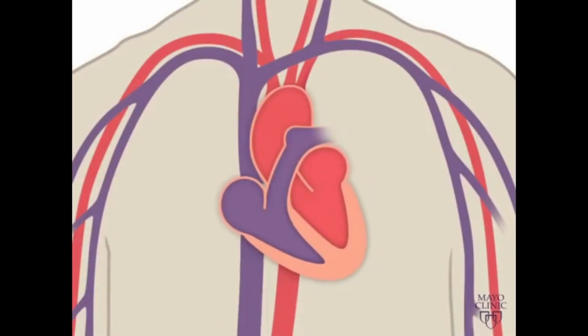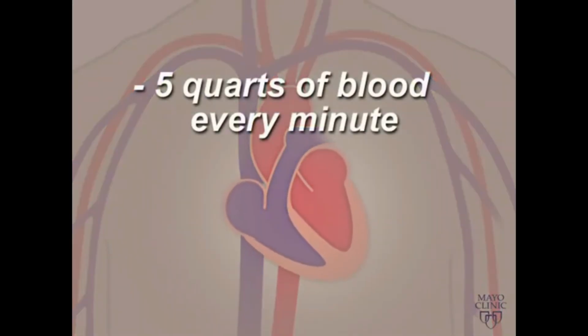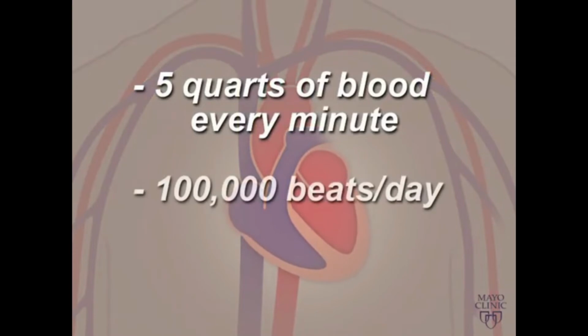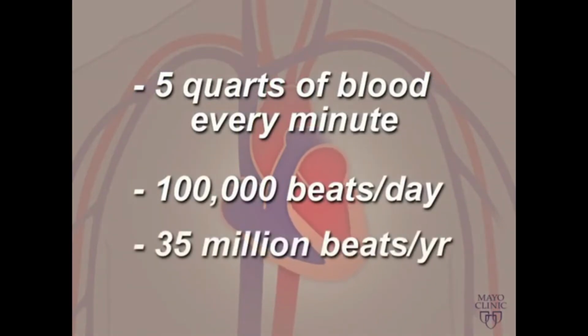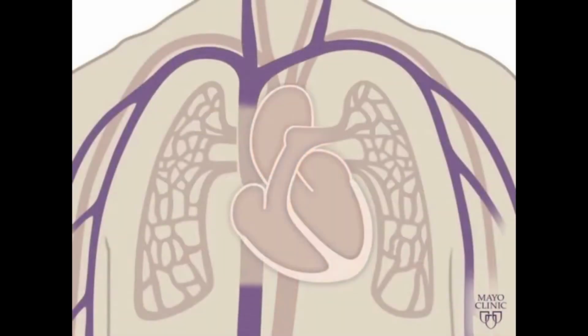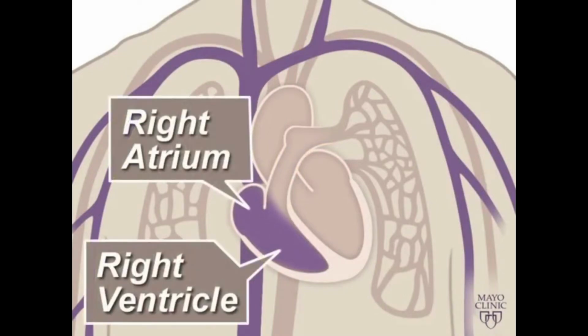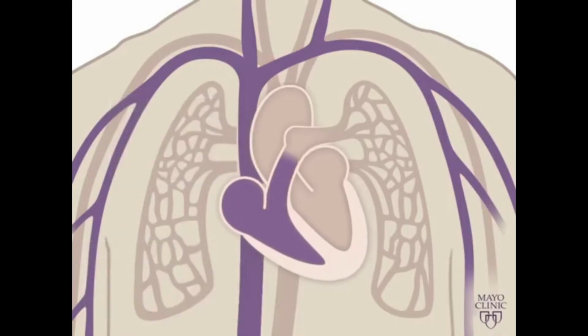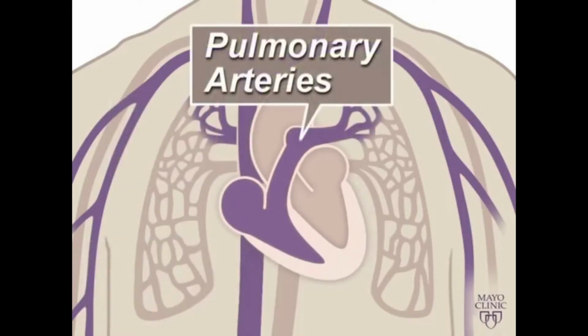In fact, your heart pumps about 5 quarts of blood every minute, and it beats about 100,000 times in one day. That's about 35 million times in a year. Oxygen-poor blood, blue blood, returns to the heart after circulating through your body. The right side of the heart, composed of the right atrium and ventricle, collects and pumps the blood to the lungs through the pulmonary arteries.